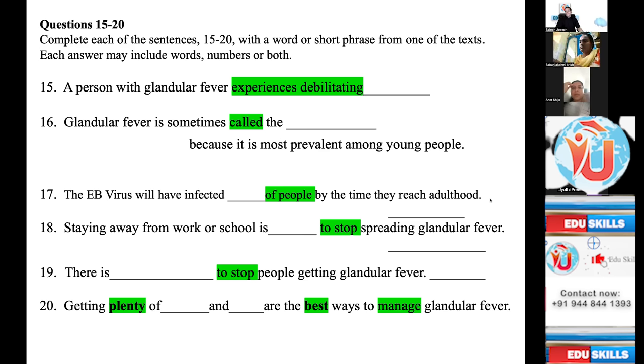The EB virus, EBV, will have infected dash of people by the time they reach adulthood. Already prevalence, we said. 17th and 7th answer is same. Staying away from work or school is dash to stop spreading glandular fever. Prevention. There is dash to stop people getting glandular fever. Again, stop. Prevention. Getting plenty of dash and dash are the best ways to manage glandular fever. Prevention. Treatment. So you see, immediately you can identify in which paragraph you have the answer.